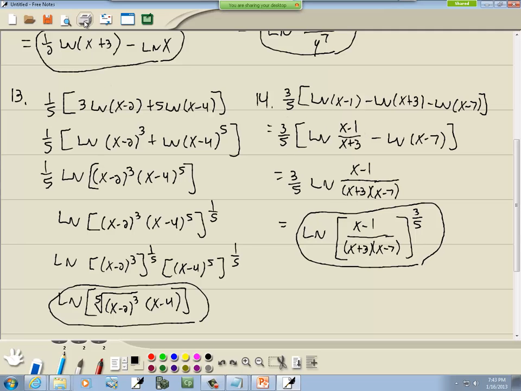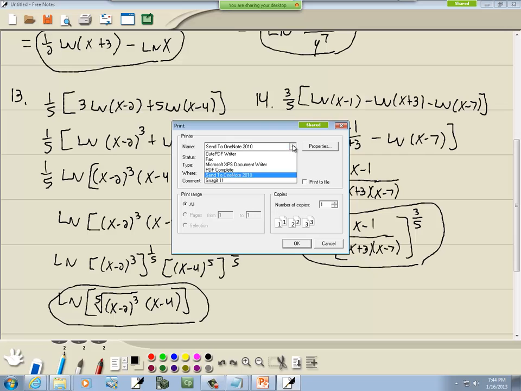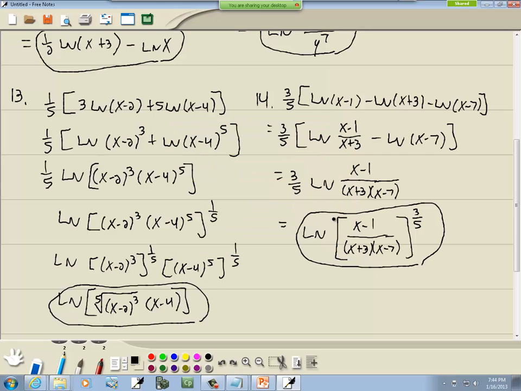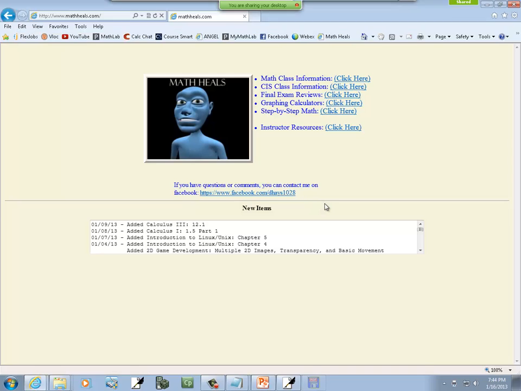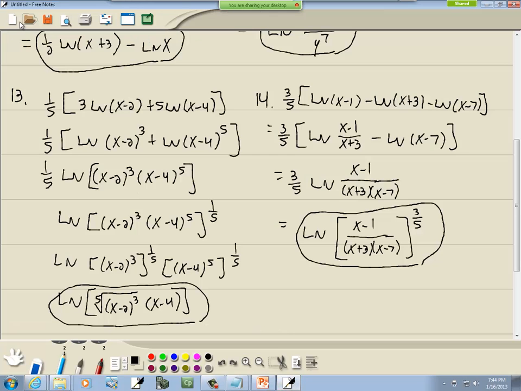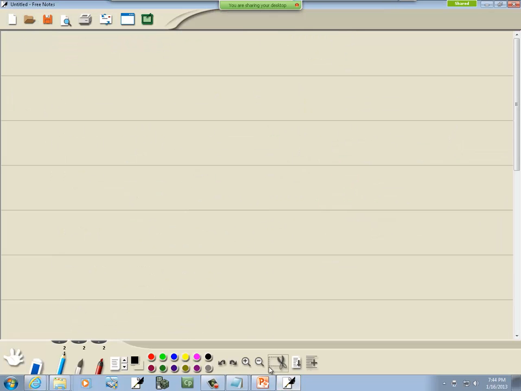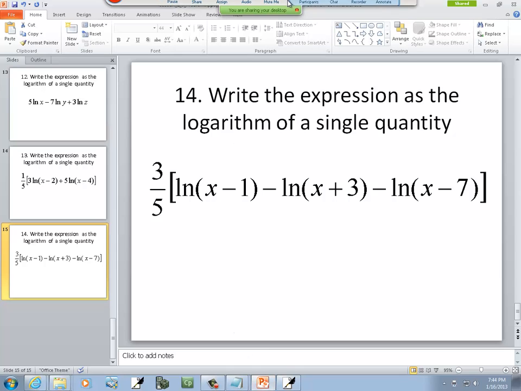Let me save that page. And 3, there we go. I believe that that was the last problem. Yes, it was. So let me stop the recorders.